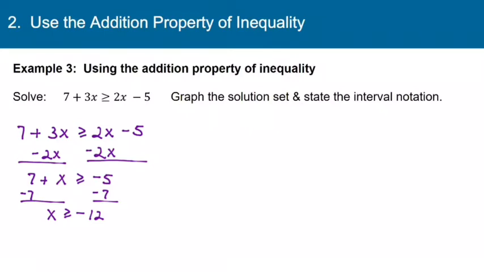Okay, now because this is an inequality, we need to graph the solution on a number line and state the interval notation. So here's my number line, and I've just labeled it with a negative 12, and I have to ask myself, where are the numbers that fit this description? Where are the numbers that are greater than or equal to negative 12? Well, they are to the right of negative 12, so I'll shade everything to the right, and I'll put a bracket so that I'm including negative 12 in my solution. And now remember, interval notation goes left end, right end. So the interval notation goes from negative 12 to positive infinity. So we have bracket negative 12, comma, infinity, parentheses.